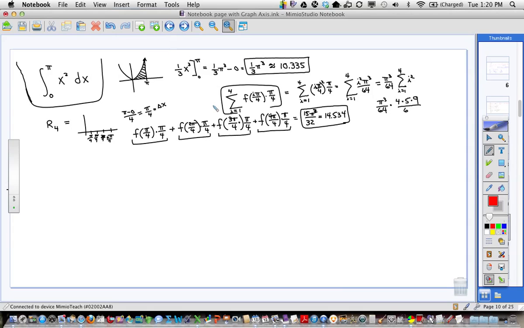So we could cheat, we could plug in our calculator, or we could just say, hey, 3 goes in there twice, 3 goes in there 3 times. Let's see, 4 goes into there 16 times. What do we got? 3 times 5, look at that. 3 times 5 is 15, pi cubed over 32.